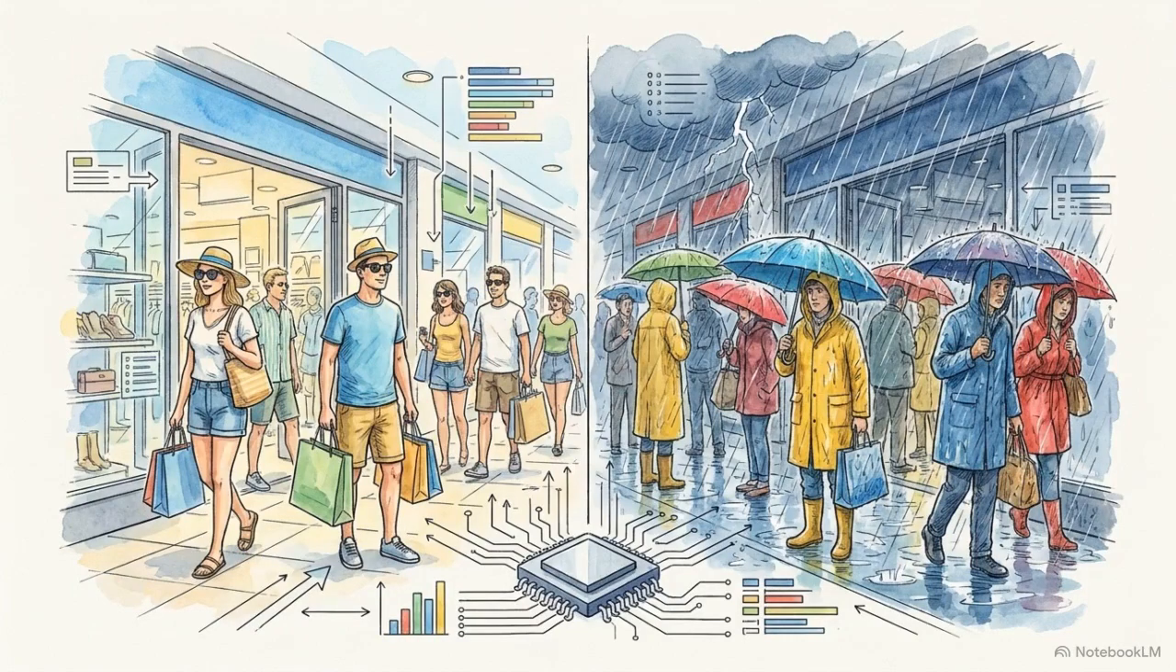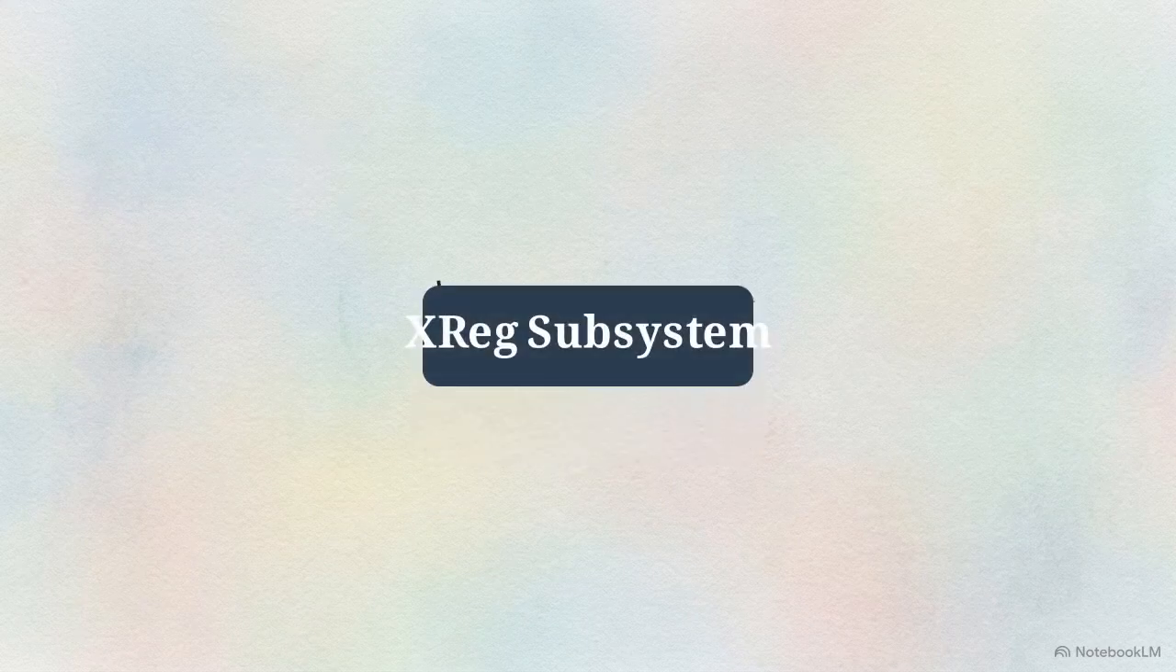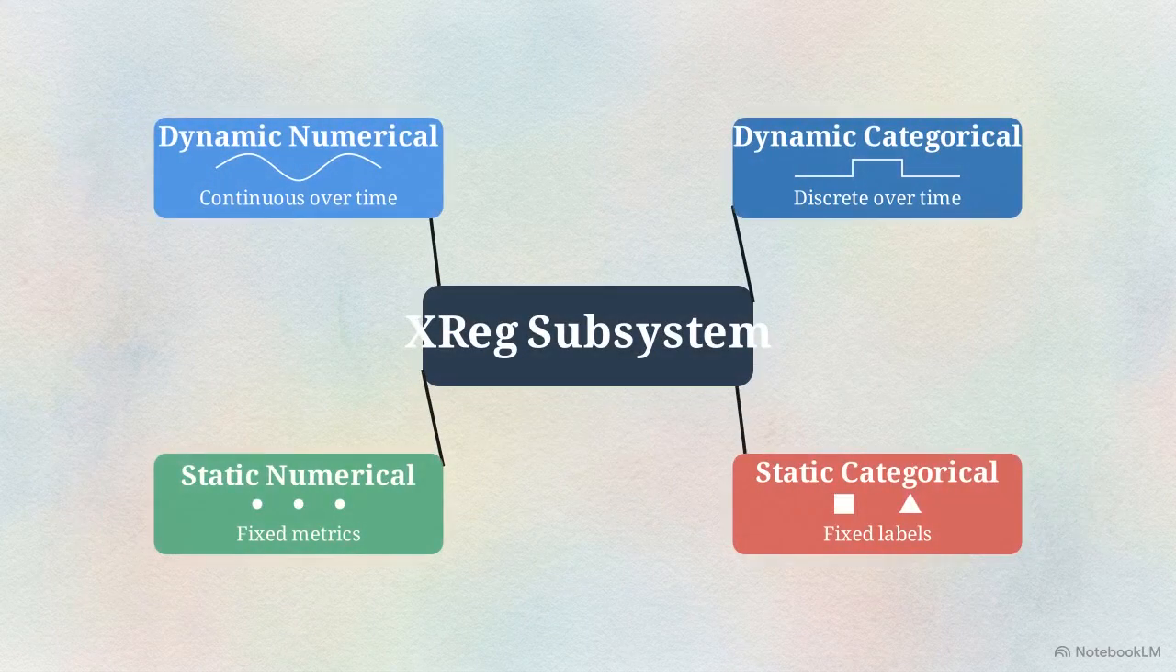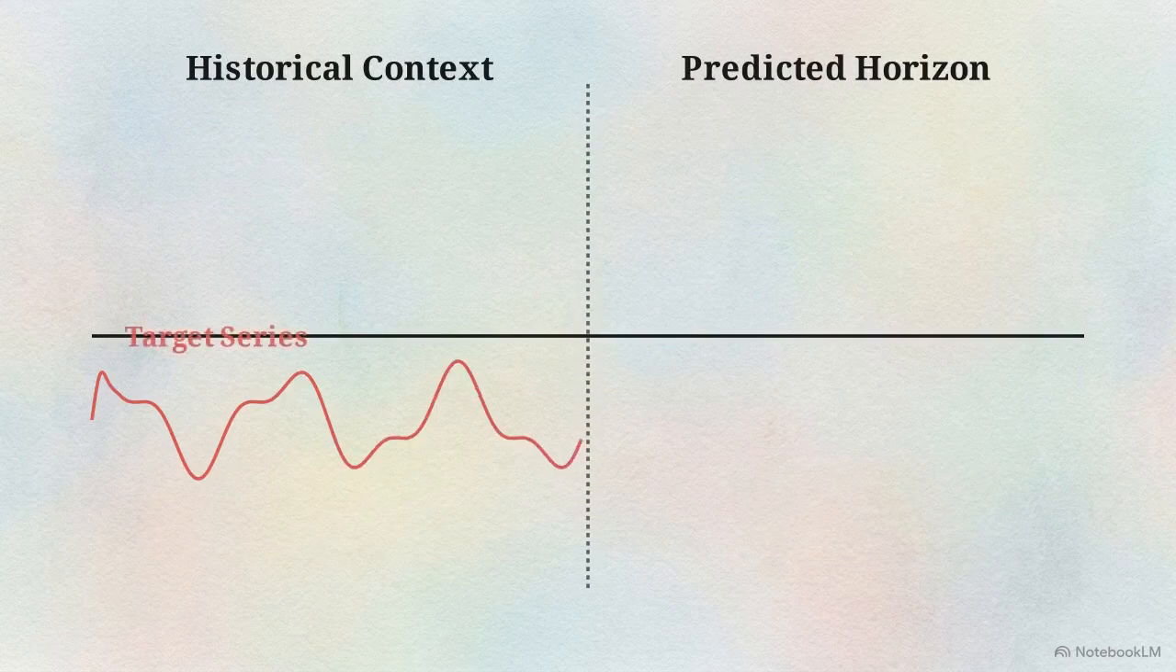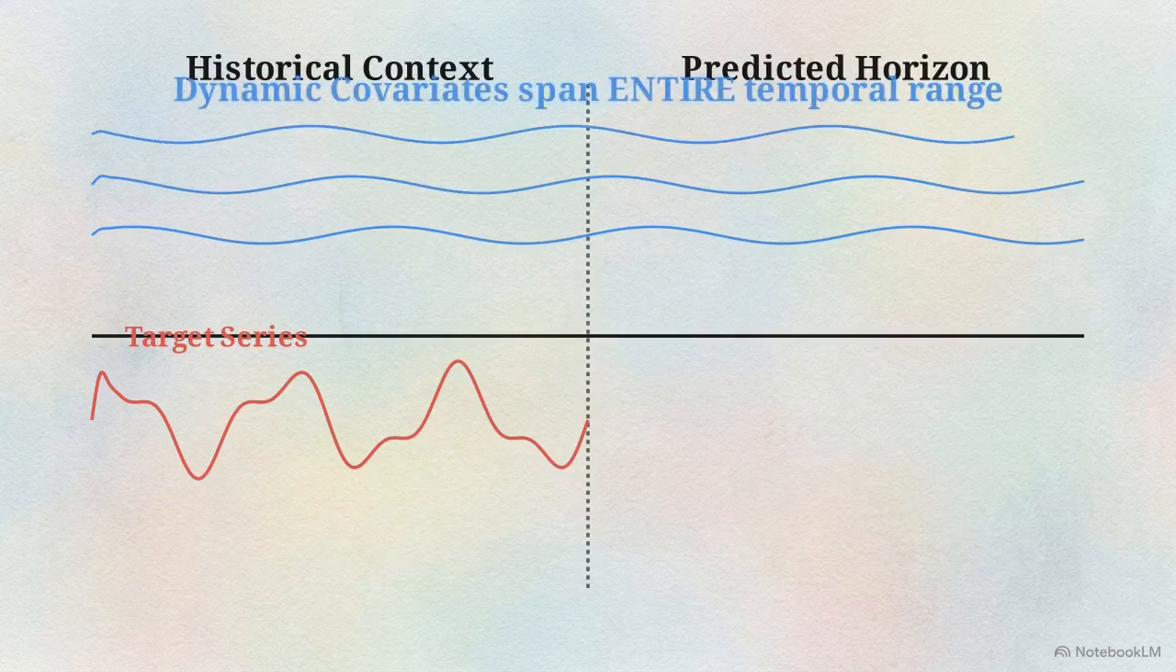While zero-shot univariate forecasting is effective, high-stakes environments often require external factors, such as price changes or local weather, to modulate the forecast. The XREG subsystem addresses this by integrating 4 classes of covariates. These dynamic and static variables must span the entire temporal range of both the historical context and the predicted horizon. The fusion logic is governed by the XREG mode.